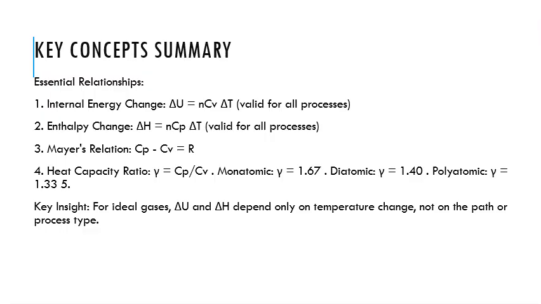Now, key concept summary. Let's summarize the essential relationships. For all processes, delta U is equal to nCv delta T and delta H is equal to nCp delta T. Mayer's relation is always Cp minus Cv is equal to R. Gamma is equal to Cp by Cv, with 1.67 for monoatomic, 1.4 for diatomic, and 1.33 for polyatomic. For ideal gases, delta U and delta H depend only on temperature, not on the way the process happens. This makes calculation easy and powerful in practical applications.